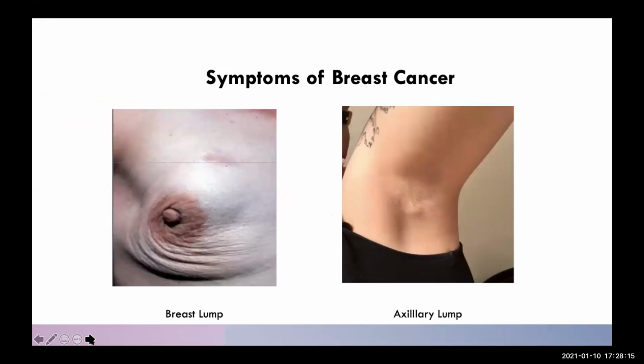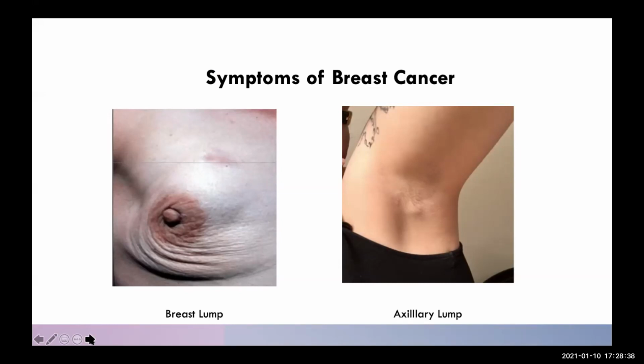Now, this is something that I'm sure all of us have seen during our medical school or in our postgraduate training. Breast lump remains the most common symptom for breast cancer. And as you can see on the screen on the left, there is an obvious lump in the breast, in the upper pole of the breast. There is an obvious swelling. The nipple is deviated laterally. And this is a bound or symptom of breast cancer.